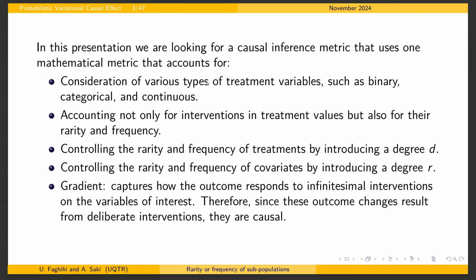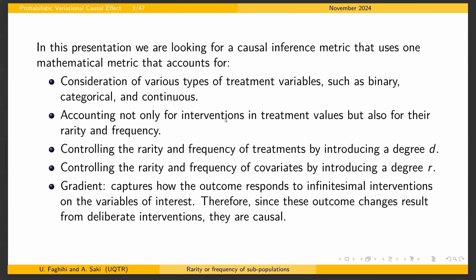created. So this causal matrix has some properties that, to the best of our knowledge, you cannot find in other causal models. The first is that it considers the various types of treatment variables such as binary, categorical, and continuous, using total variation as the mathematical base of our model. Because in other models, usually they use different types of mathematical formulas, but here we only use one, and then we can treat every type of treatment variable.